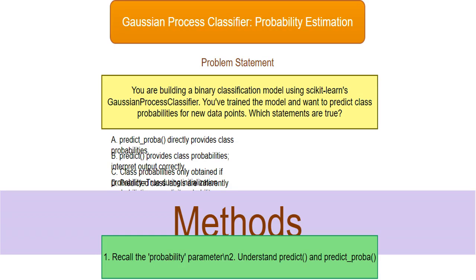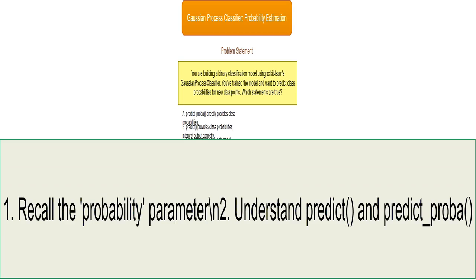To solve this, I only need to understand how the Gaussian process classifier works in Sklearn. No complicated calculations needed. It's all about knowing the library's functions. I need to recall that the probability parameter controls probability calculations, and that predict gives the predicted classes while predictProba gives their probabilities.